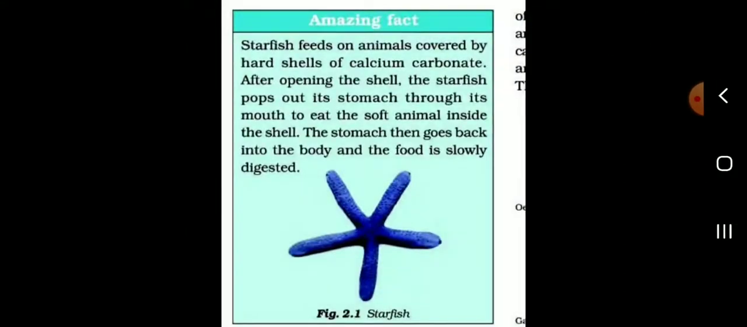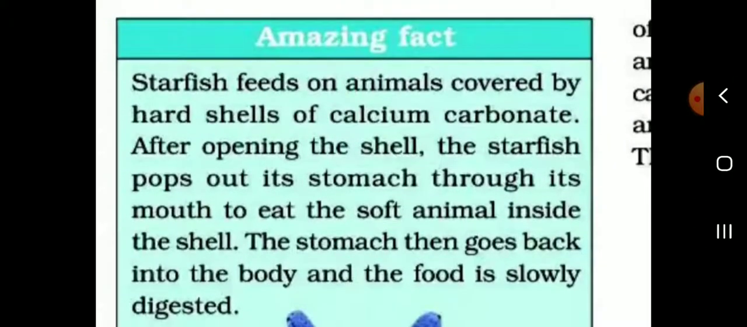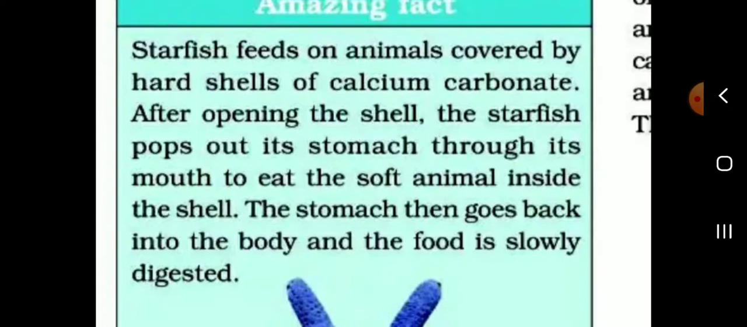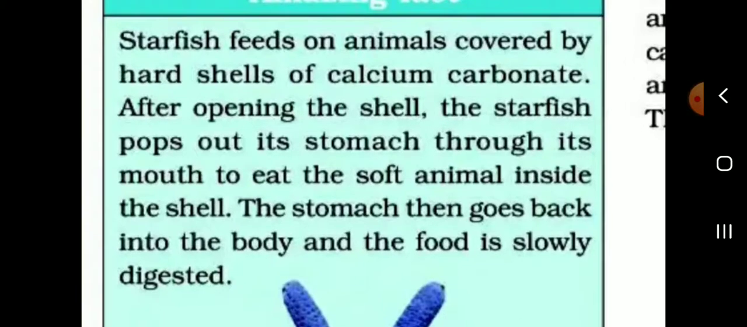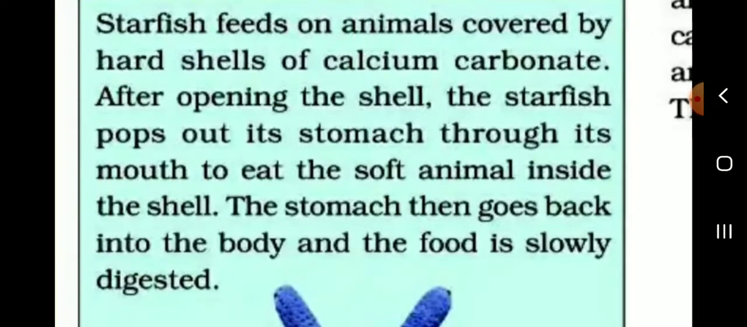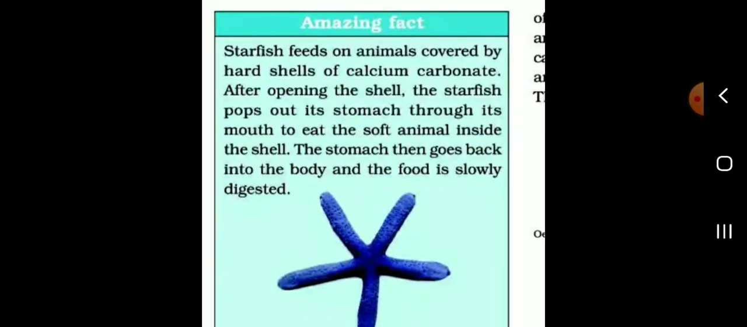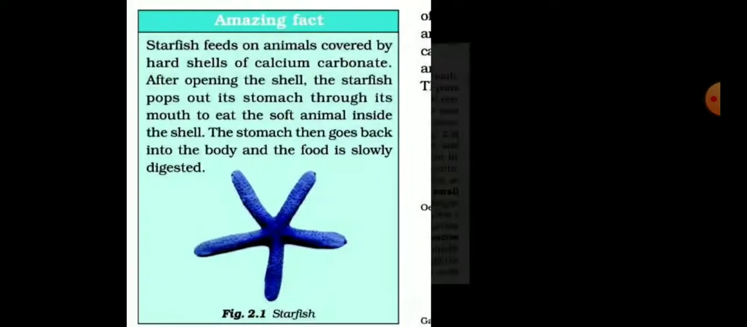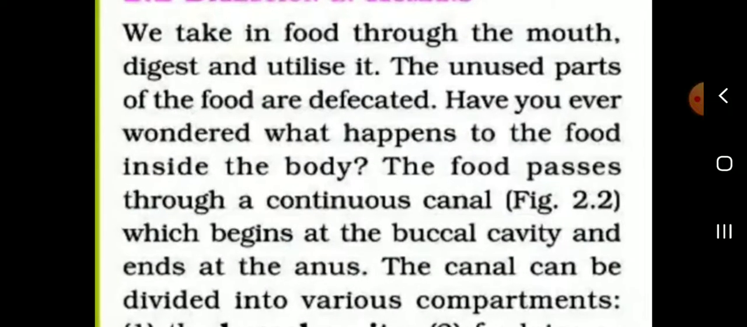Next, an amazing fact. Starfish feeds on animals covered by hard shells of calcium carbonate. What is the shell made up of? Calcium carbonate. After opening the shell, the starfish pushes its stomach out through its mouth to eat the soft animals inside the shell. The stomach then goes back into the body and the food is slowly digested. Example: starfish.